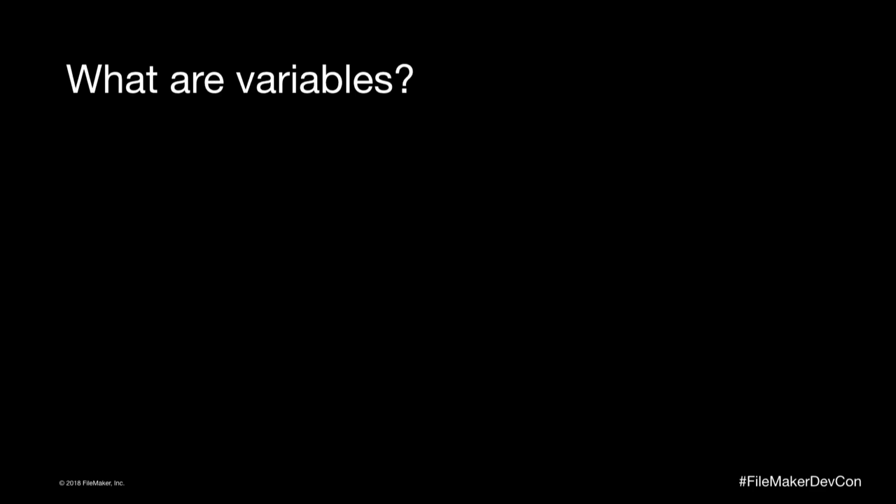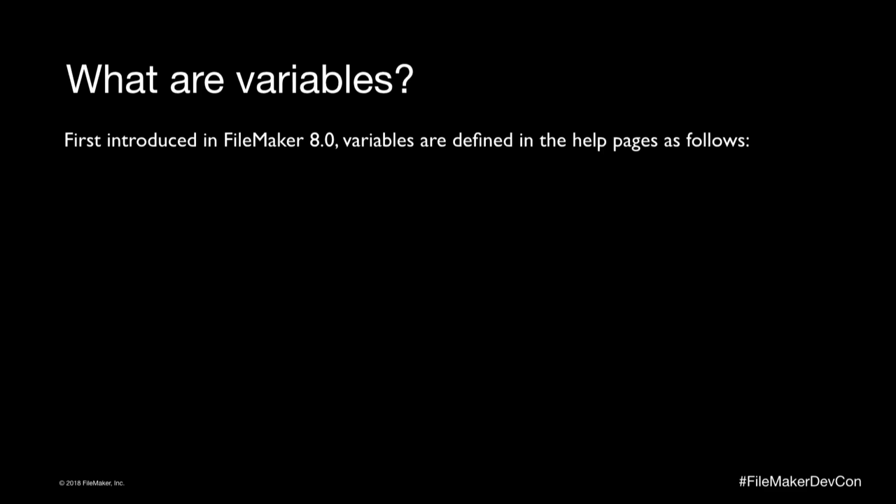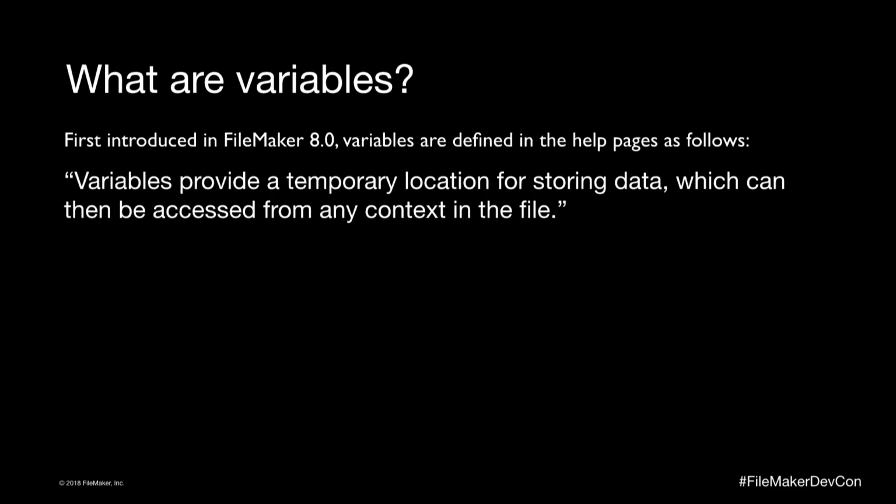Okay, so what are variables? Well, they were first introduced in FileMaker 8, and here's the definition from the FileMaker help pages. Variables provide a temporary location for storing data, which can then be accessed from any context in the file. And that's a good thing because that's pretty much in line with the definition of variables from a computer science kind of meaning. So it's really accessible for somebody else that learns about variables in other languages. How do we apply them? It kind of fits in with how that goes.